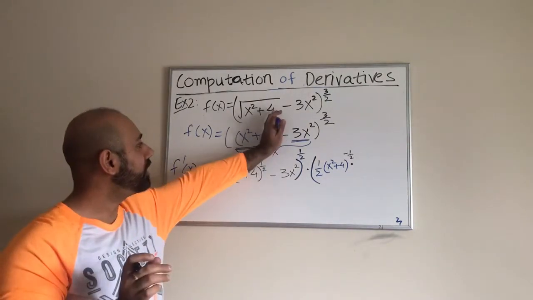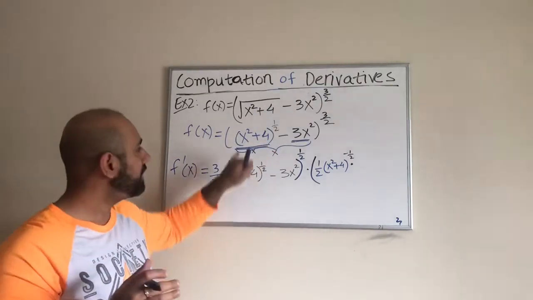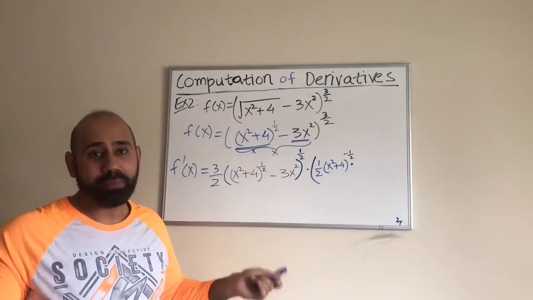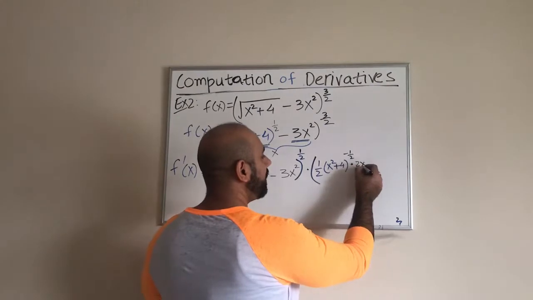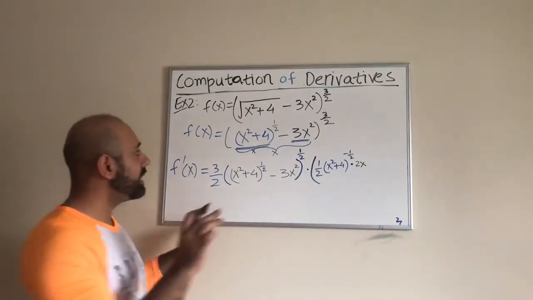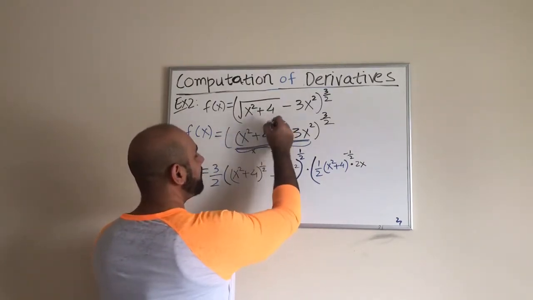Now, when I ignore this 1/2 and just focus on the quantity inside the parentheses, I'm looking at x squared plus 4. This can easily be done using the power rule. The derivative of x squared is just 2x, and the derivative of 4 is 0, so I just write 2x. Guys, that takes care of this whole thing, right? This radical, which we changed to 1/2.